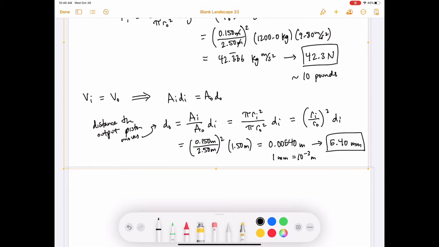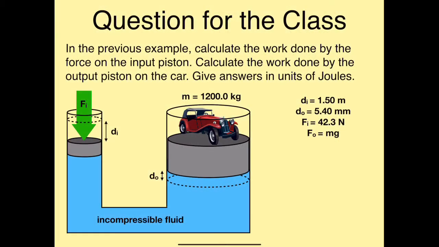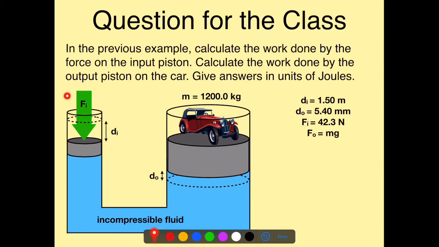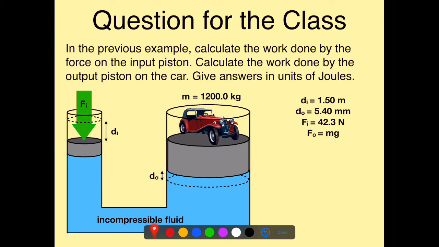That's the idea. And so I have a follow-up question on that one for you to try to work out. In the previous example, calculate the work done by the force on the input piston. So what's the work done by this force Fi? And then calculate the work done by the output piston on the car. In both cases, we're going to give the answer in units of joules.